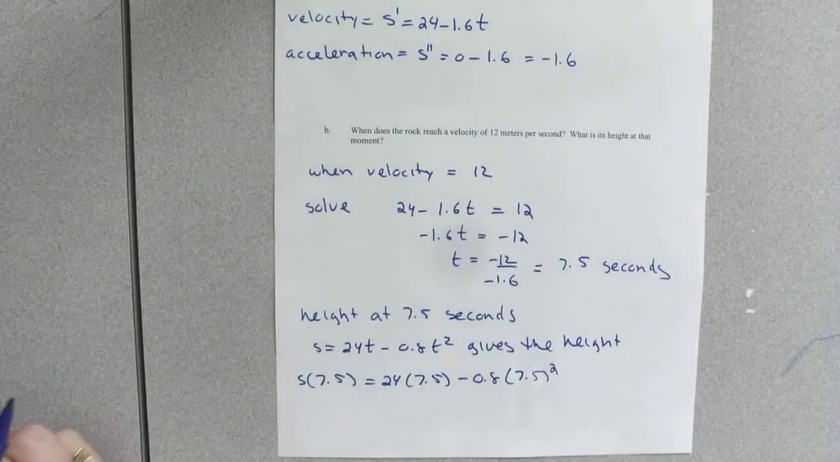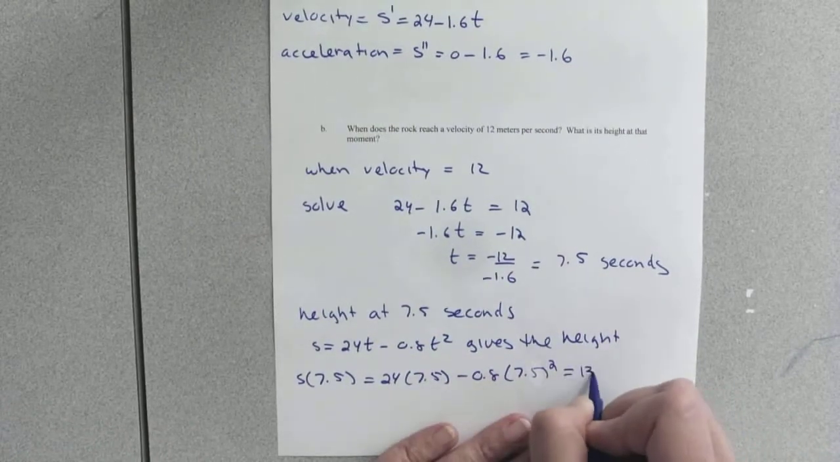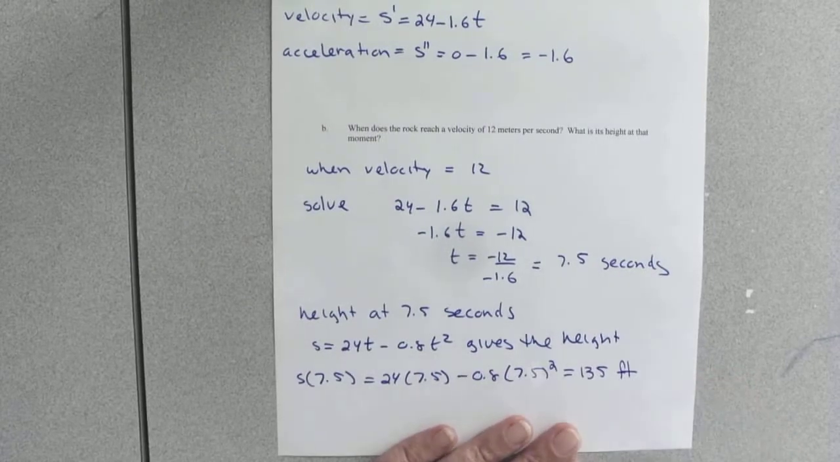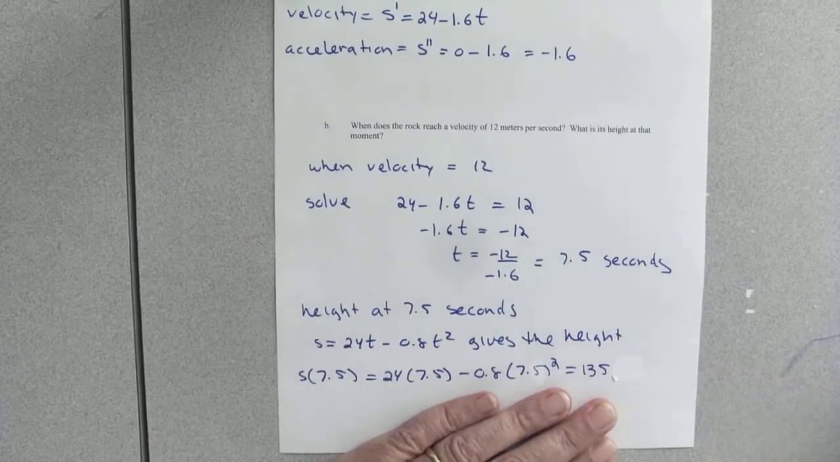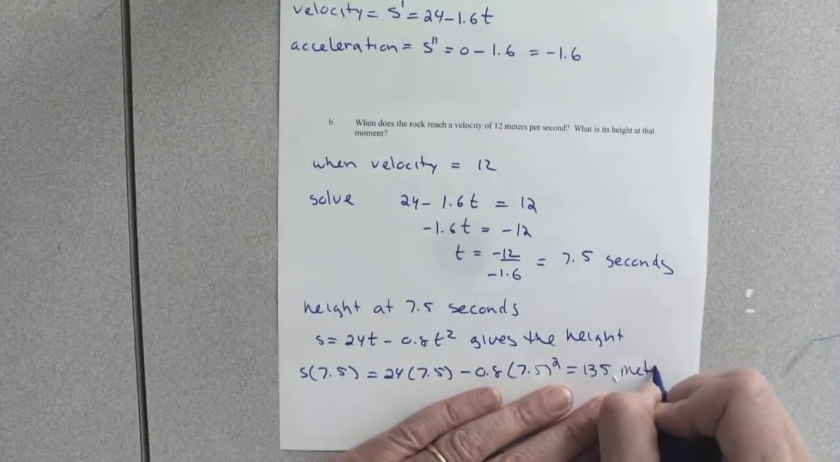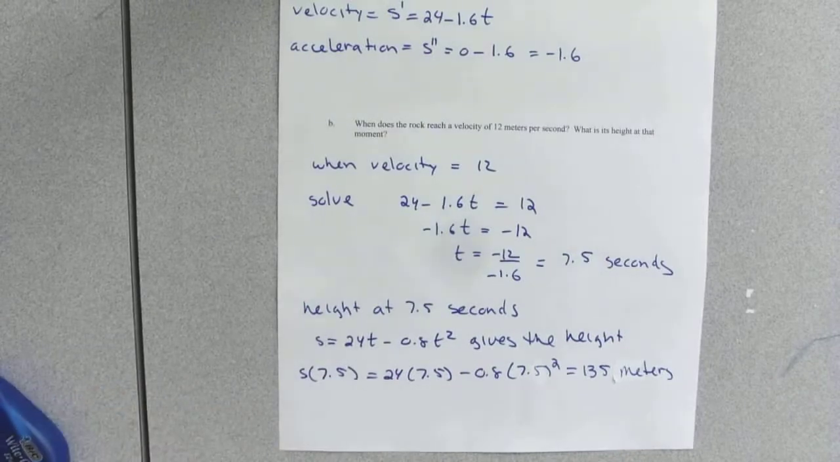And then I just find out what that is. 24 times 7.5 minus 0.8 times 7.5 squared. And that's 135 meters. It was measured in meters, not feet. Good scientists use the metric system. And so there, after I had the time, it was just a matter of plugging into the original function to get the height.